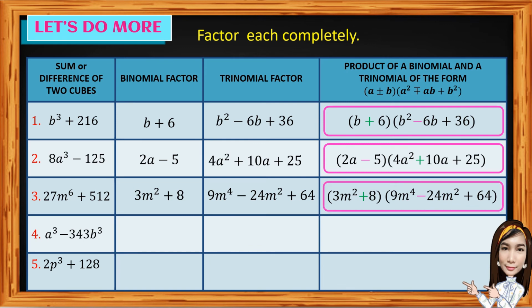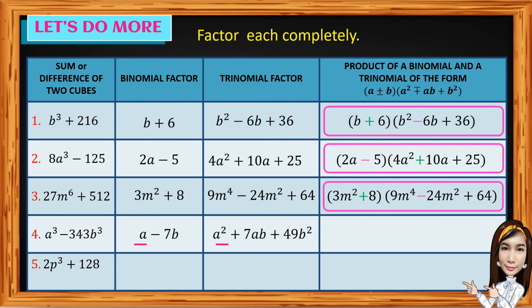Next, number 4, we have a cubed minus 343b cubed. So for the binomial factor, the cube root of a cubed is a. Then the cube root of 343b cubed is 7b. Then we keep the operation minus. Now for the trinomial factor, the opposite of minus is plus.